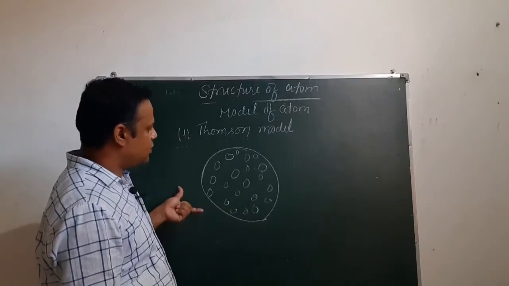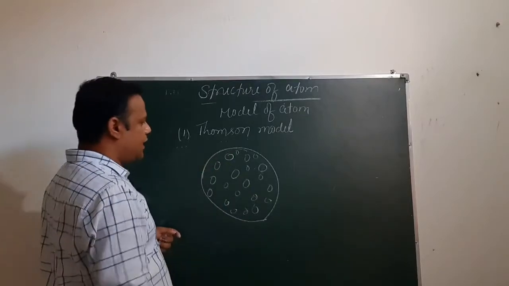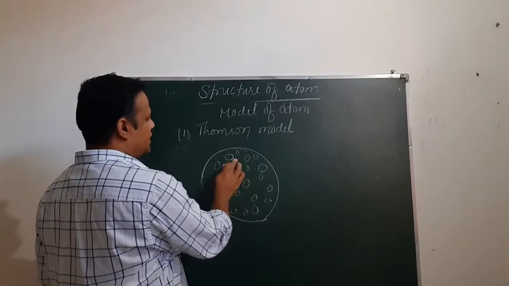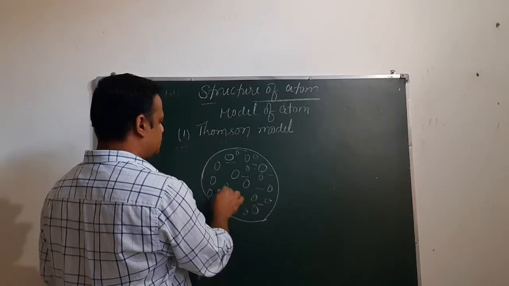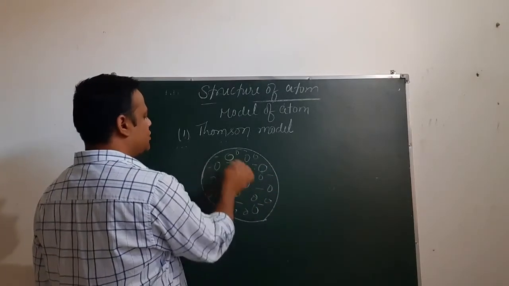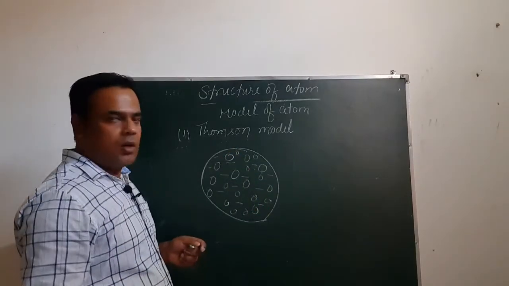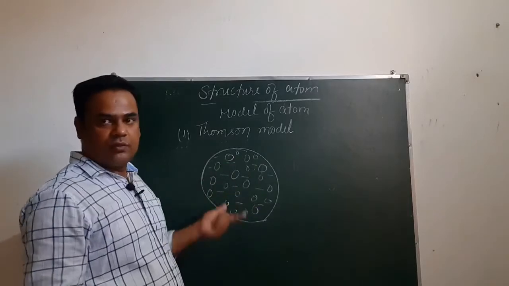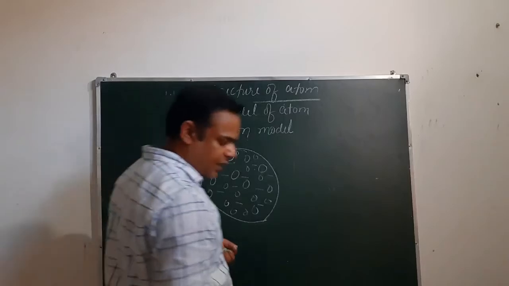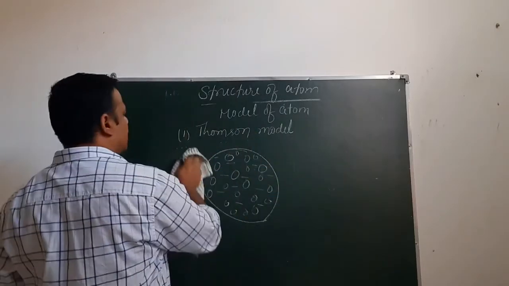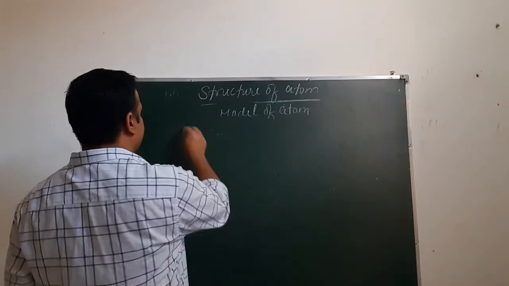According to Thomson model, positive charges are distributed throughout the atom, and in between these positive charges negative charges are distributed, like seeds of a watermelon are distributed throughout. Similarly, positive charges are distributed throughout the model, and negative charge is distributed around it. But after that Rutherford's experiment came, and then the Rutherford model of atom came.